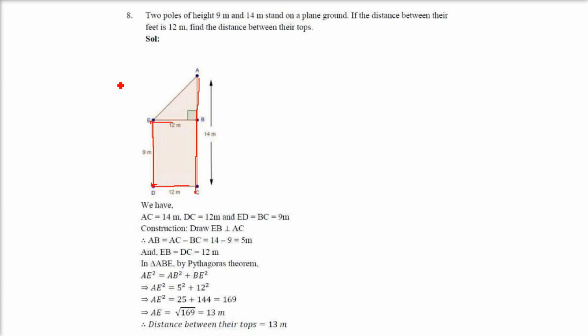So this will also be 12 meter by construction. And what will be this height? 14 total minus this height 9. So 14 minus 9 is what? It is 5. So this is 12, this is 5. What will this height be?